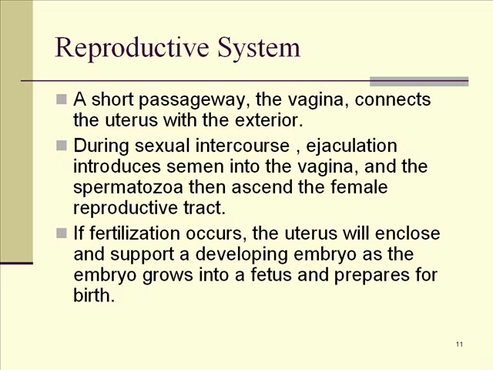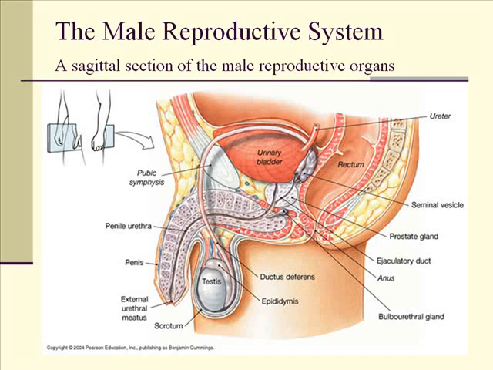When fertilization occurs, the uterus will then enclose and support a developing embryo. Now the two gametes, one from the male and one from the female, have united and will develop an embryo, as the embryo grows into a fetus and prepares for birth. Now, an important point here is that the male reproductive system is only involved in the fertilization portion of this. Development is the role of the female reproductive system.